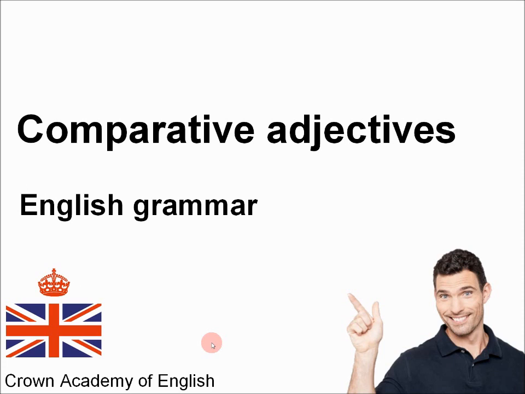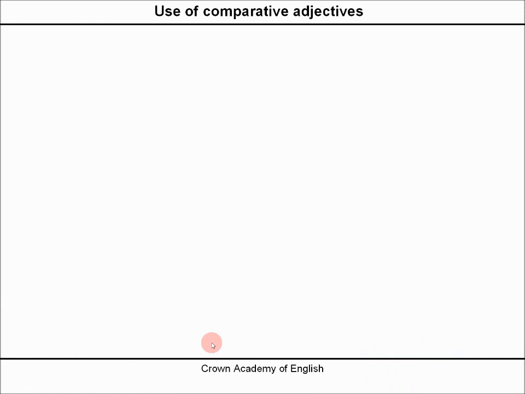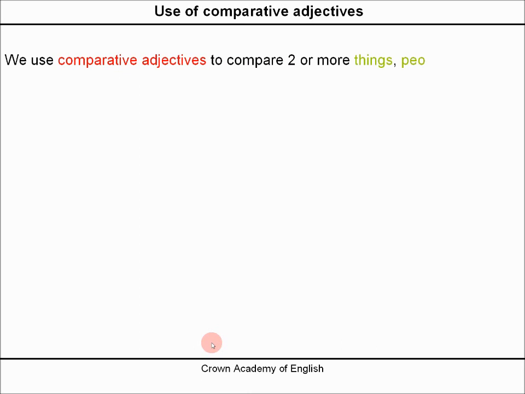Today we are doing an English grammar lesson about comparative adjectives. Let's look at the use of comparative adjectives. We use comparative adjectives to compare two or more things, people, or places. So two or more.